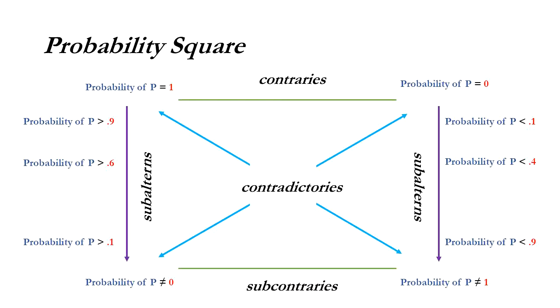Now, this is all to say that probability of something like P equaling 1 nevertheless entails all the way down to probability of P not equaling 0. And that should make sense. So the probability of P equaling 1, for instance, entails that the probability of P is greater than or equal to 0.9. Similarly, that also entails that the probability of P is greater than 0.6. And all the way down to probability of P not equaling 0. So now on the other side, we have probability of P equaling 0 entails that the probability of P is less than or equal to 0.1. All the way down to probability of P being less than 0.9 and probability of P not equaling 1.